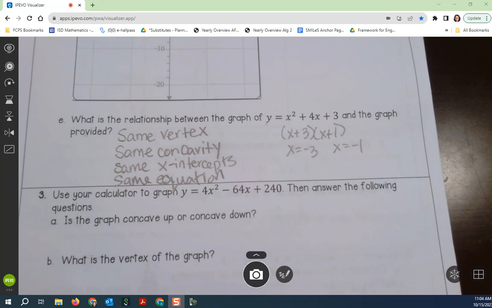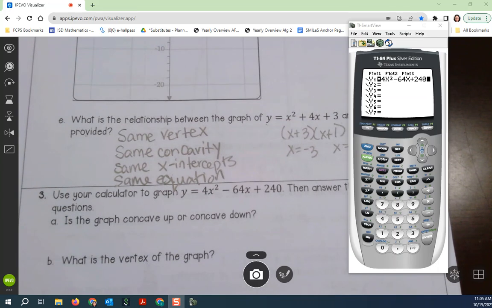All right, number 3 says use your calculator to graph y equals 4x squared minus 64x plus 240 and then answer the following questions. All right, so we're going to graph this on your calculator. It may not fit in our standard window. Let's take a look. I'm not in a standard window right now anyway. Okay, I'm going to hit zoom standard to see how it looks in the standard window. All right, I'm only seeing part of it. You could try to zoom out and see how that works for you.